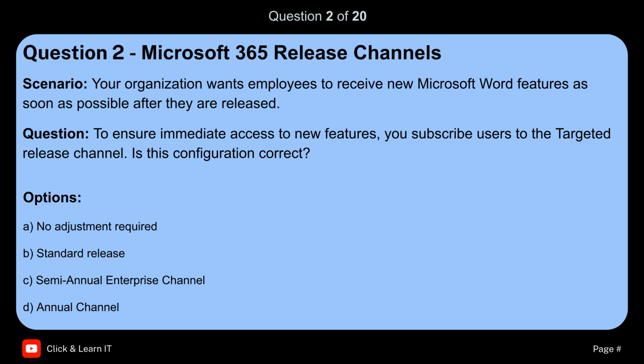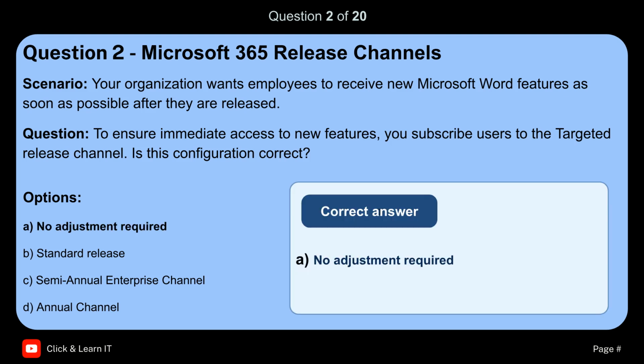Question 2. Your organization wants employees to receive new Microsoft Word features as soon as possible after they are released. You subscribe users to the targeted release channel. Is this configuration correct? Options are No adjustment required, standard release, semi-annual enterprise channel, or annual channel.